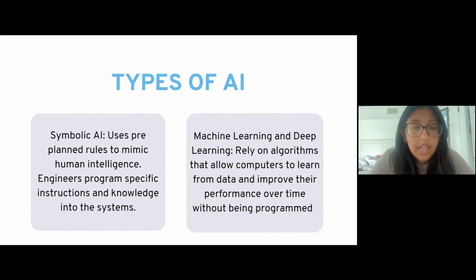Okay, so next is symbolic AI. Symbolic AI uses pre-planned rules to mimic human intelligence. Engineers program specific instructions and knowledge into the systems. So in symbolic AI, the engineers are basically programming the technology to do specific tasks. The last one is machine learning and deep learning AI, which relies on algorithms that allow computers to learn from data and improve their performance over time without being programmed. So the difference is that symbolic AI is programmed to do specific things, and machine learning and deep learning is not programmed and learns based on previous experiences.